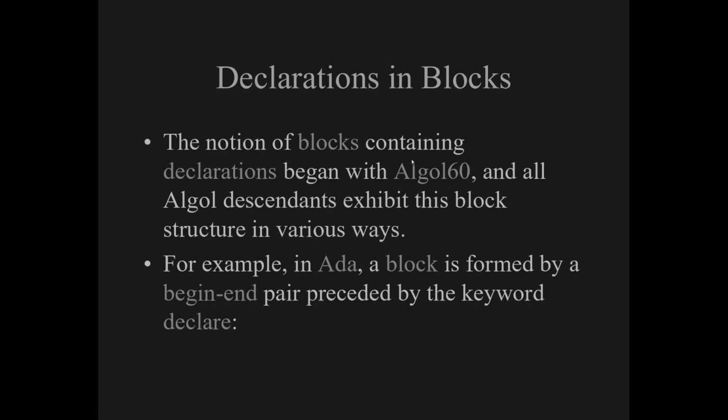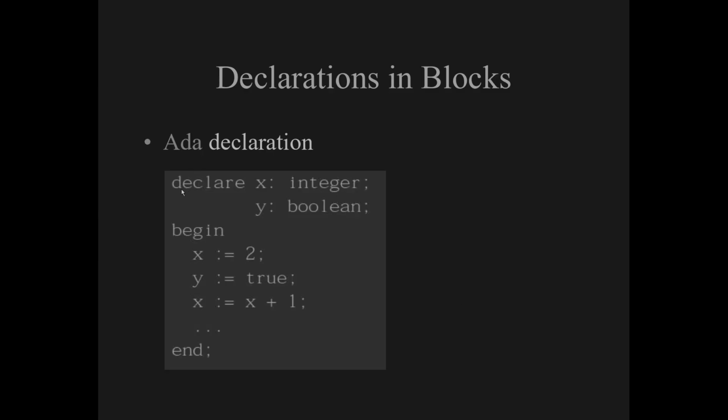The notion of blocks containing declarations began with Algol 60, and all Algol's descendants exhibit this block structure in various ways. For example, in Ada, a block is formed by a begin-end pair preceded by the keyword declare. So with declare, you put the declarations, and then begin and end has the actual computation that you want to do with those variables here, okay?